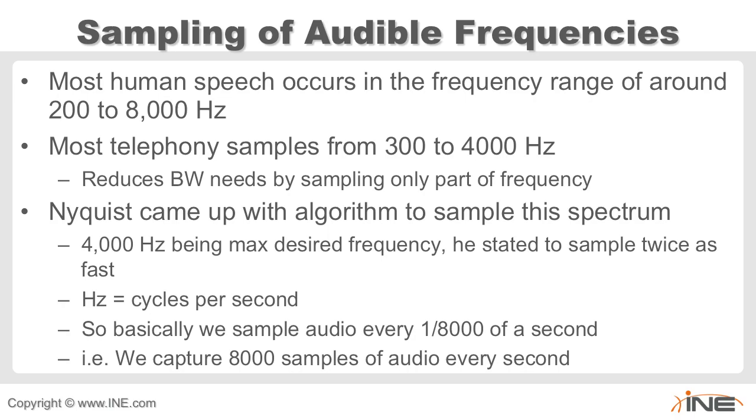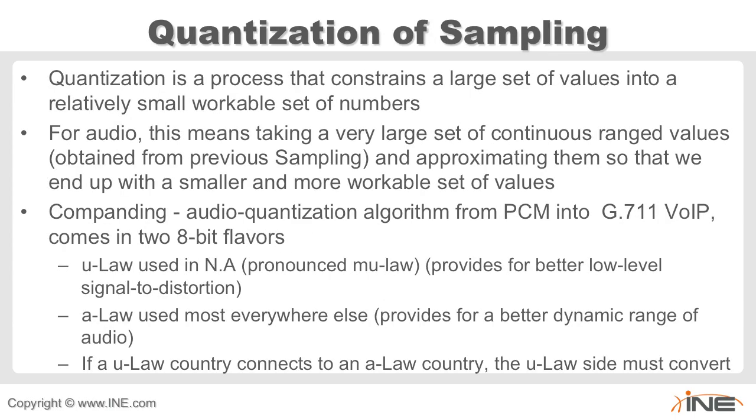So what are we going to do to limit that? We're going to perform quantization. Quantization is a process that constrains a large set of values into a relatively small workable set of numbers. What does this mean? Kind of that we're sampling the sampling. We're taking an approximation of a very large continuous range of values obtained from the 8,000 samples per second, so that it, hopefully accurately, represents the original sampling. That's the process of quantization: to approximate the large 8,000 samples per second into a smaller, more workable set so that we can encode those.